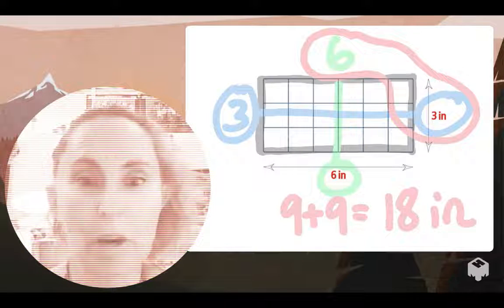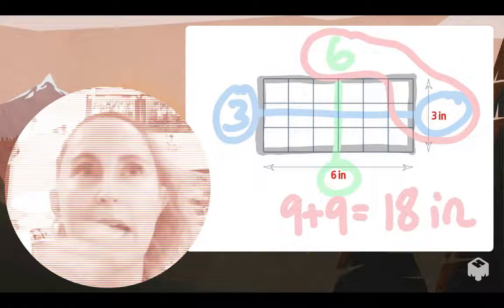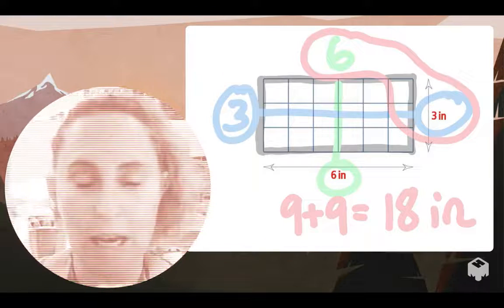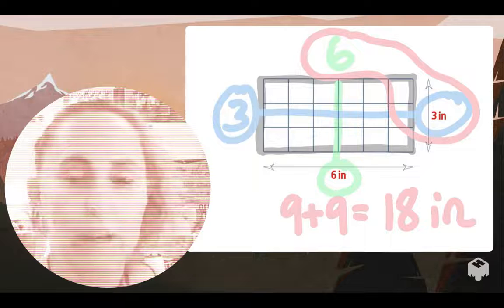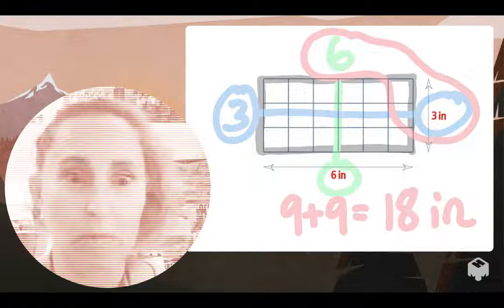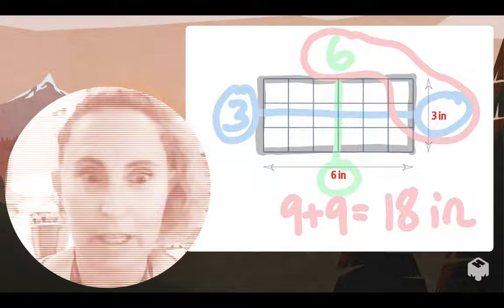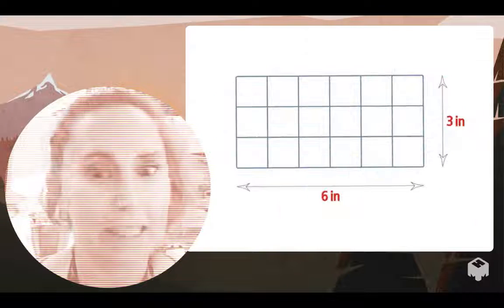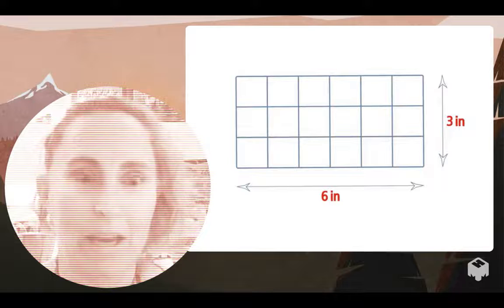And the other thing to note about perimeter is that when we're adding up side plus side plus side plus side, we're measuring just in a straight line. So our unit of measure, like here it's inches, would just stay inches because we're just measuring in a straight line. Unlike the next skill that we're going to explore, area.